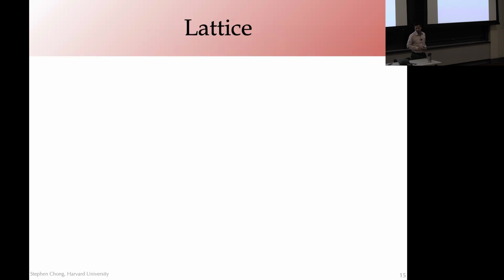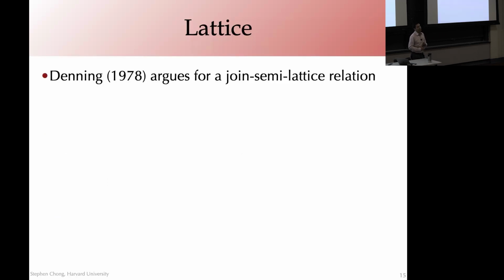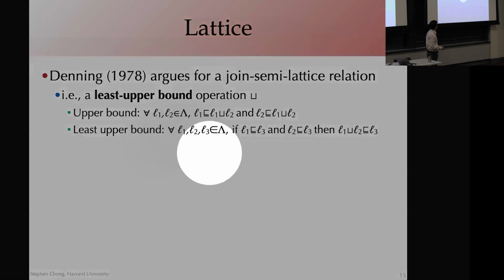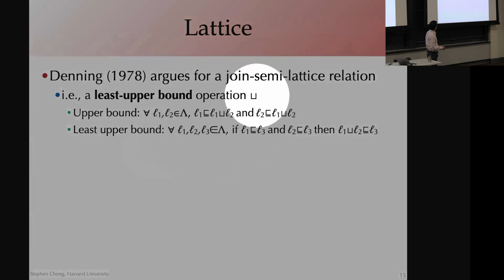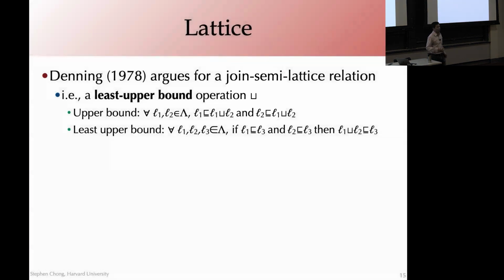So Dorothy Denning actually argues that we should use, for this flow relation, a join semilattice. So let me explain what a join semilattice is, and then we'll talk about why. A join semilattice has a least upper bound operation. The least upper bound operation is written with this square cup. And as the name suggests, it is both an upper bound and a least upper bound.